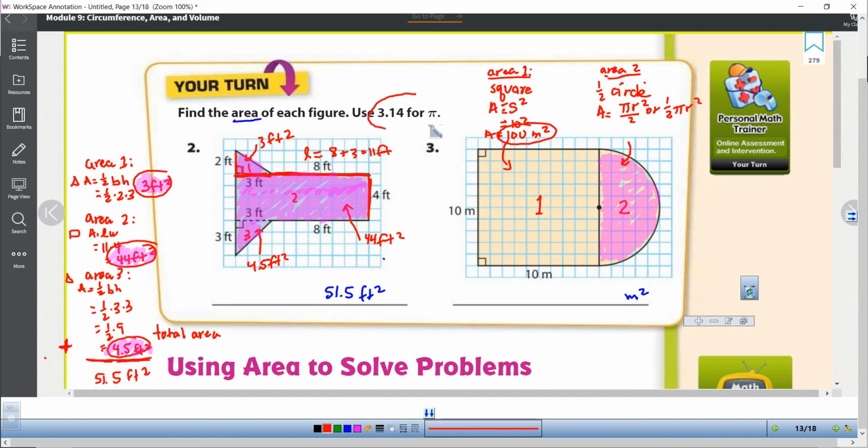And if you notice, they told us right here to use 3.14 for pi. Make sure you're paying attention to those instructions because otherwise it might cost you some points when you take a test or a quiz. All right, so here we go. So we're going to do pi times the radius squared. Now wait, what's the radius? Well, the radius is the distance from the center to a point on the circle. So that right there is my radius. Let's see, 1, 2, 3, 4, 5. Am I doing that right? I'm going to count this way just to make sure.